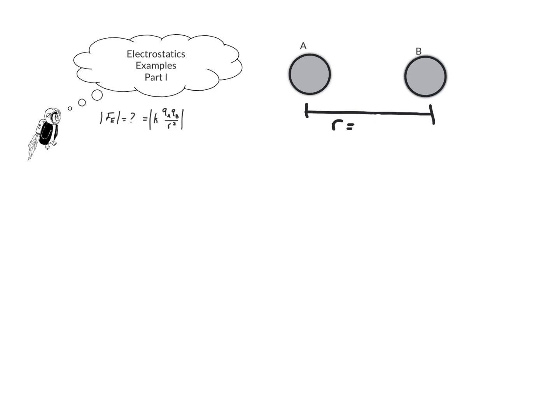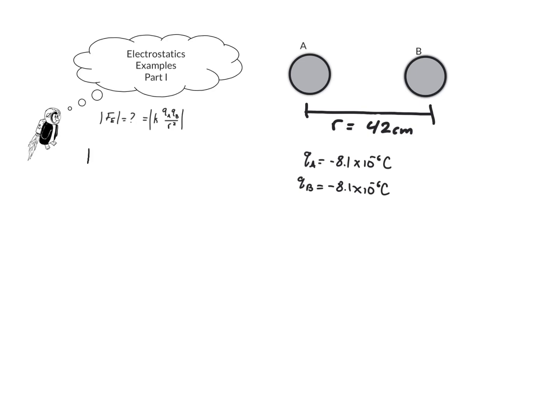Let's do another example. This time the spheres are 42 centimeters apart, and QA is a negative 8.1 times 10 to the negative 6 coulombs. And QB is a negative 8.1 times 10 to the negative 6 coulombs. Notice they are both negative, so they're going to be repulsed from each other.